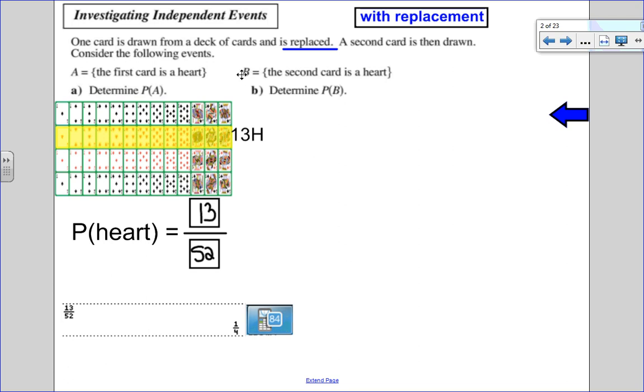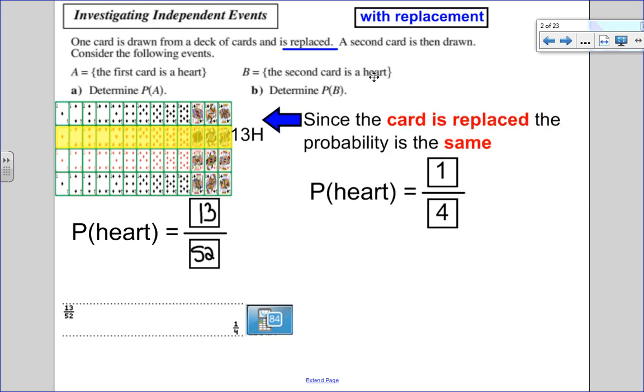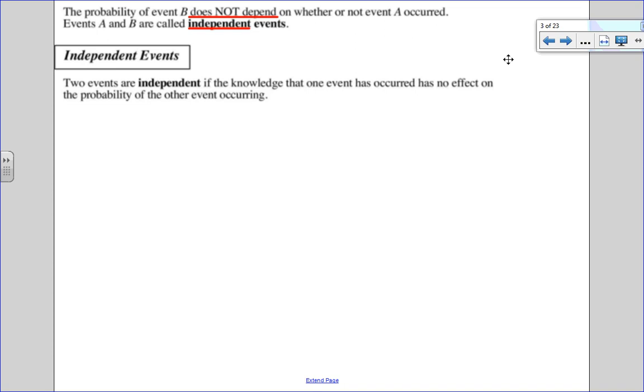Okay, next part, we want to determine the probability of event B. And event B is that the second card is a heart. Well, since the first card is replaced, the probability of picking a card the second time being a heart is exactly the same because the card goes back in the deck. So there are still 52 cards in the deck, still 13 of them that are hearts. So the probability of event B, the second card being a heart, does not depend on what the first card is because it was with replacement. That is what an independent event is.